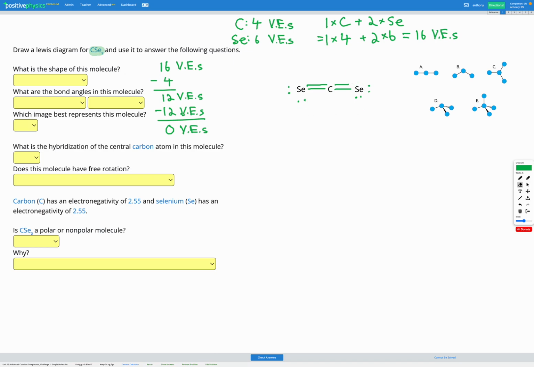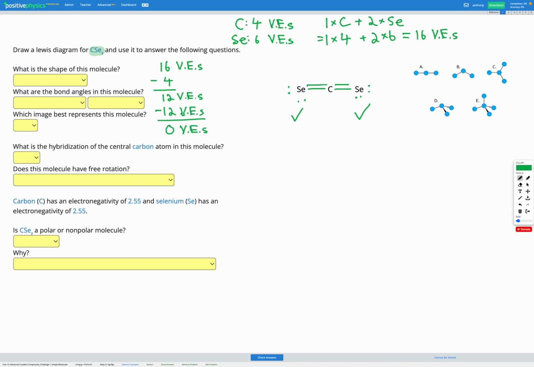And now if I recheck my atoms, this selenium has 2 pairs of lone electrons plus a double bond. So that's 1, 2, 3, 4 electrons from the lone pairs, and then 4 from the double bond. That's 8 in total. And this selenium atom is exactly the same. We've got 4 electrons in lone pairs plus 2 double bonds, which each contain 2 electrons. So both of my selenium atoms are now looking good. They're following the octet rule.